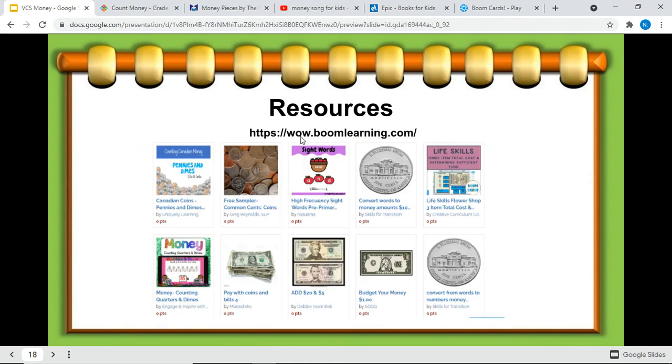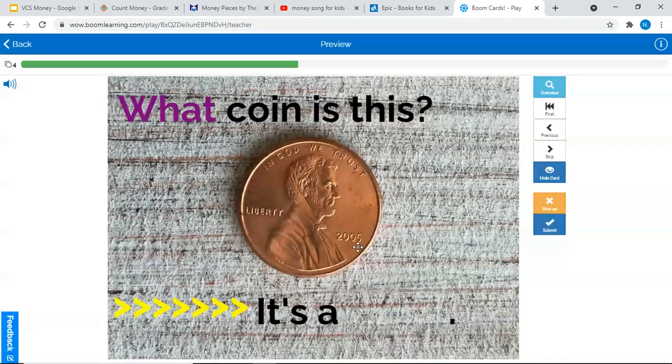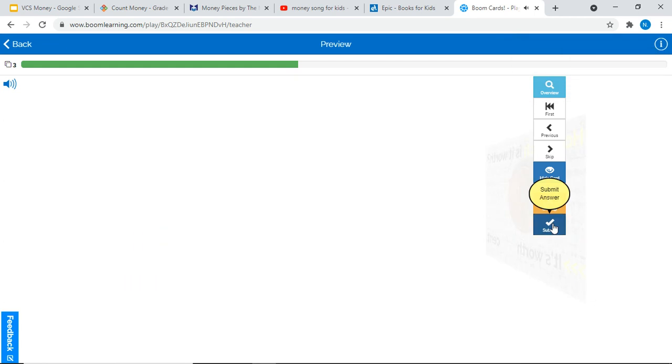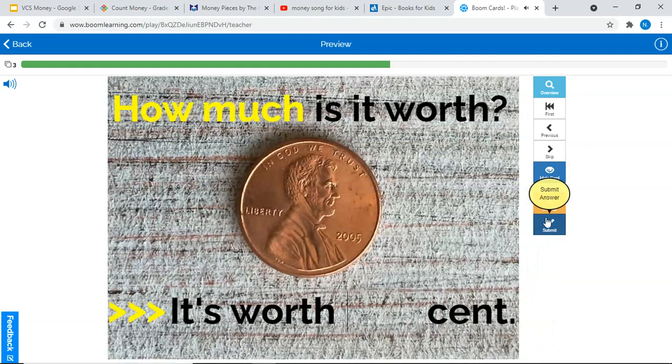You can also utilize wow.boomlearning.com. And here, there's several games. What coin is this? This may be a bit more advanced. The students would type penny and submit their answer. How much is it worth? It's worth 1 cent.